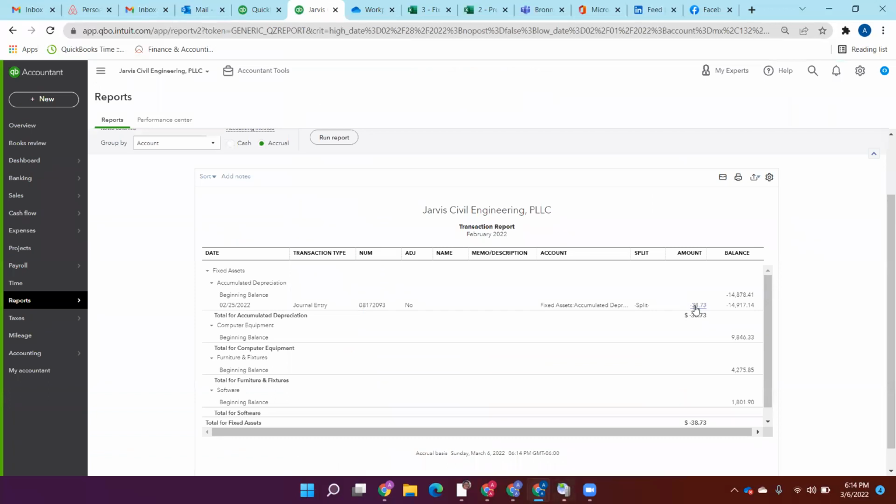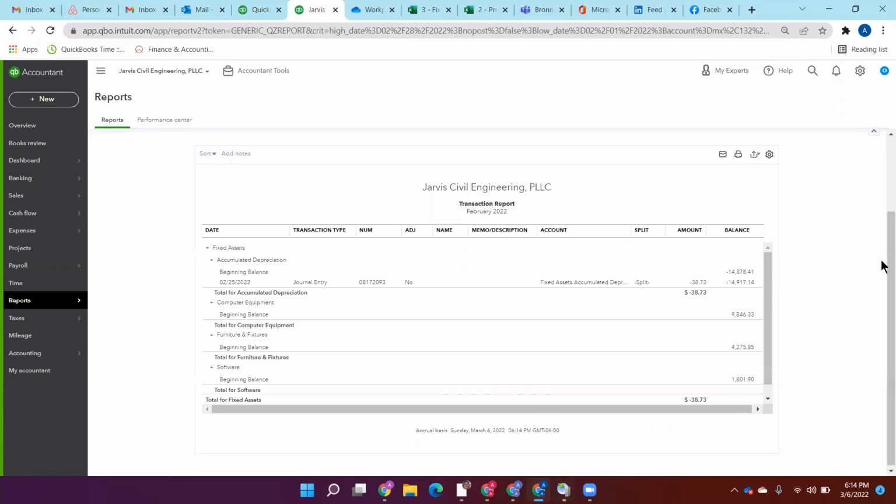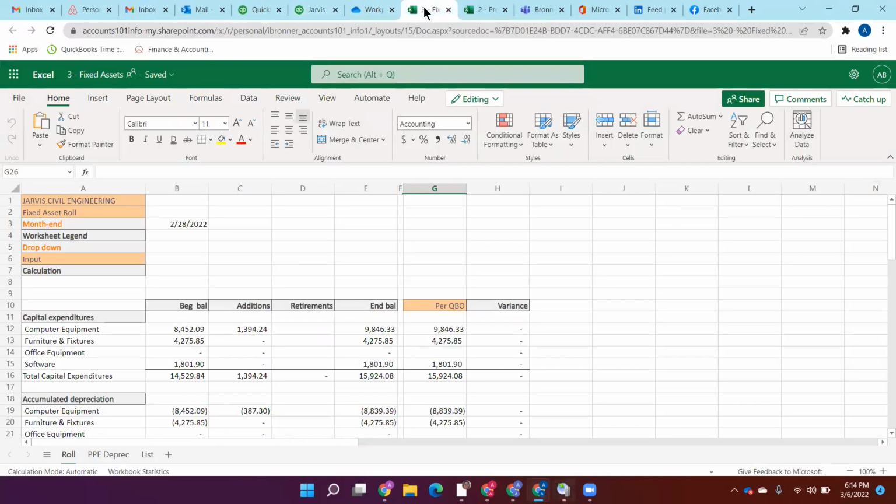And this is a recurring depreciation entry that she has set up. But that's what I do. I just go in here and see if there are any changes, any additions or subtractions. That would tell me if I need to change something on this work paper.